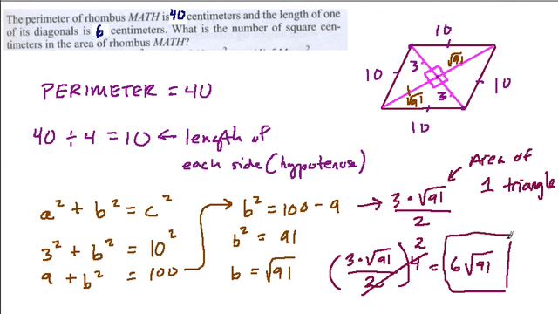So the strategy we could use here is to find the area of one triangle and multiply it by 4 to find the area of the whole rhombus.